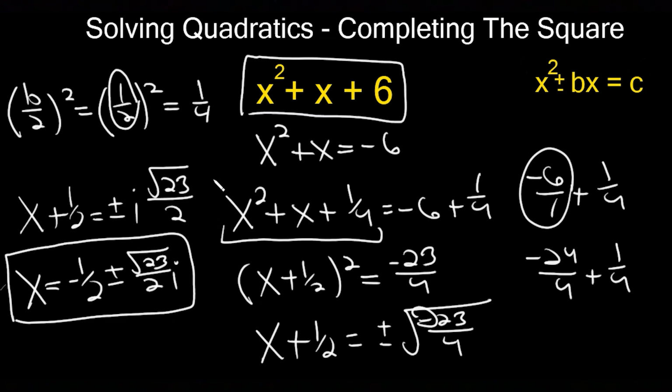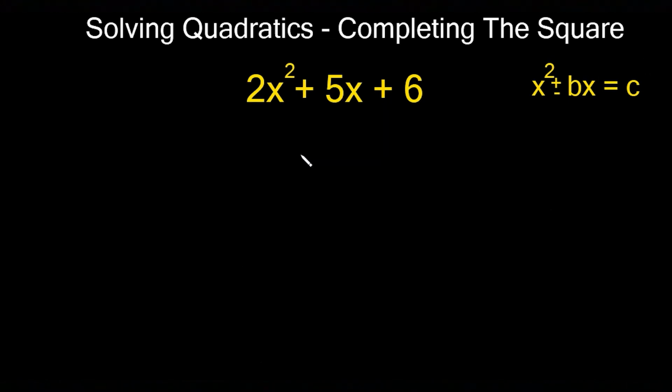All right, let's try one more example. This one will be a bit more challenging. Okay, so here's our next example. Now, right here, we are not in the correct format. I have to take this positive 6 and move it over. So when I do that, I get 2x squared plus 5x equal to a negative 6.